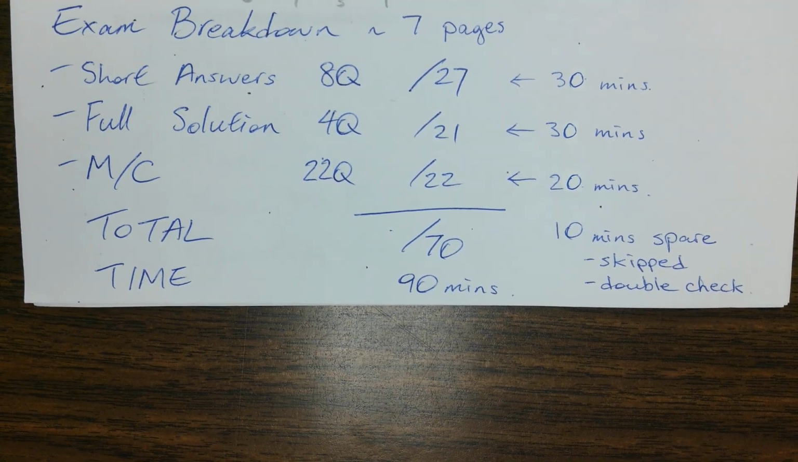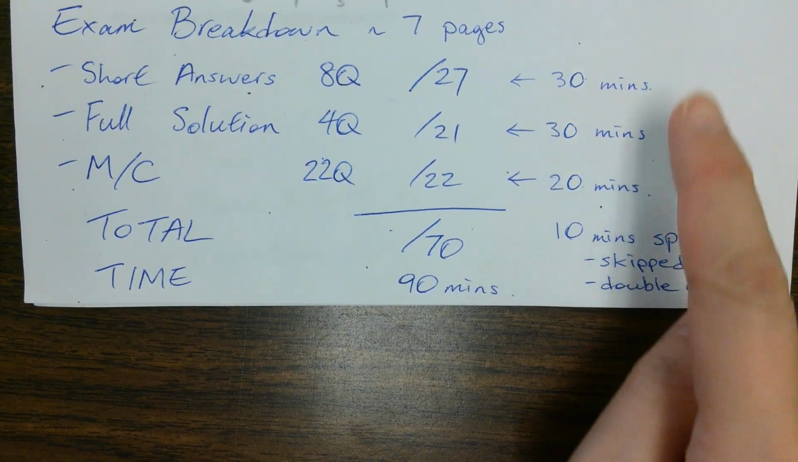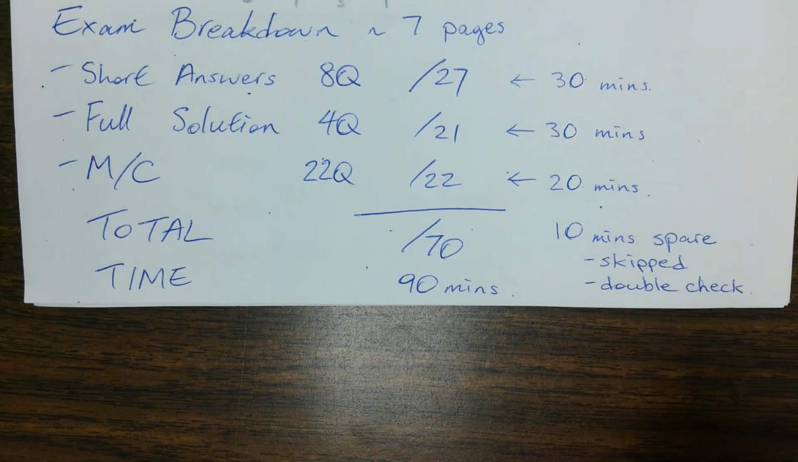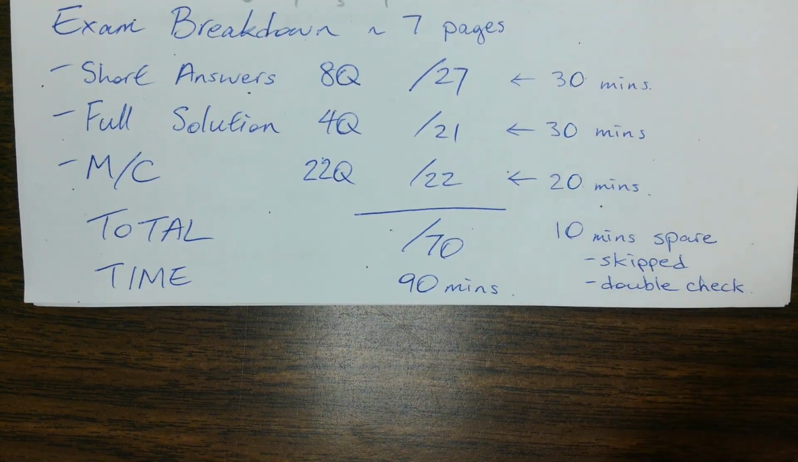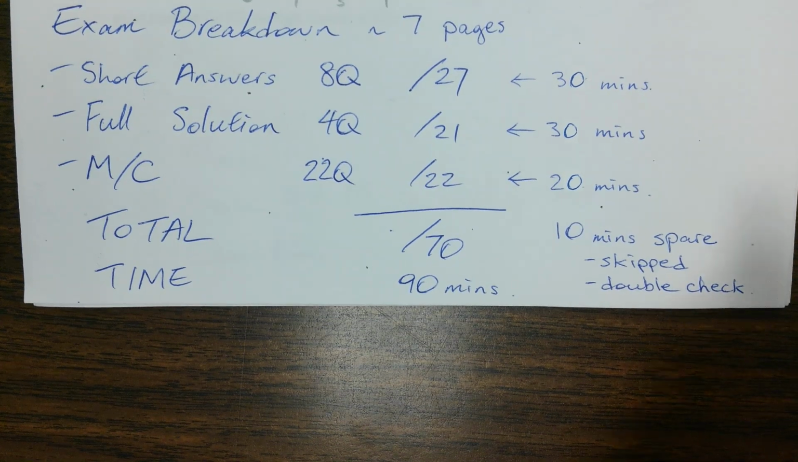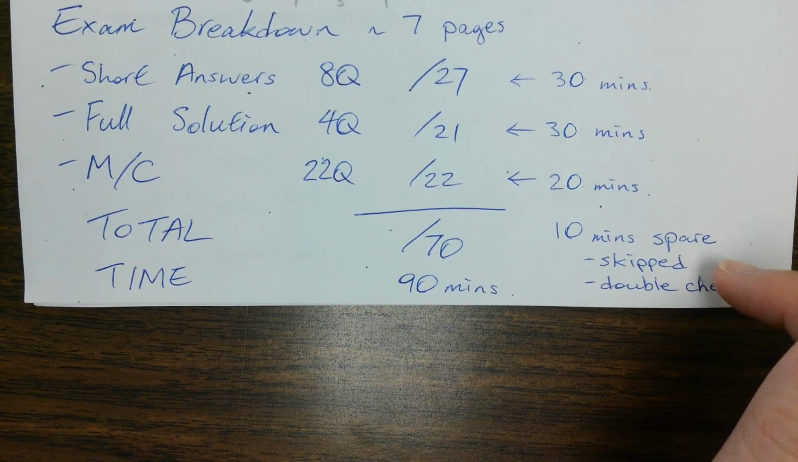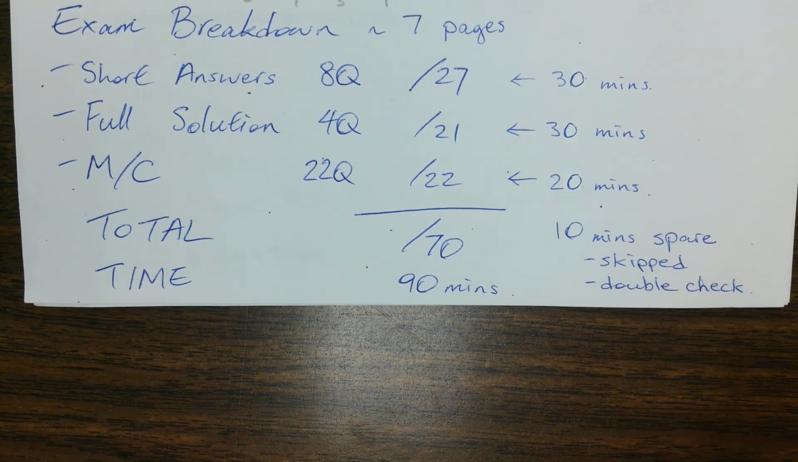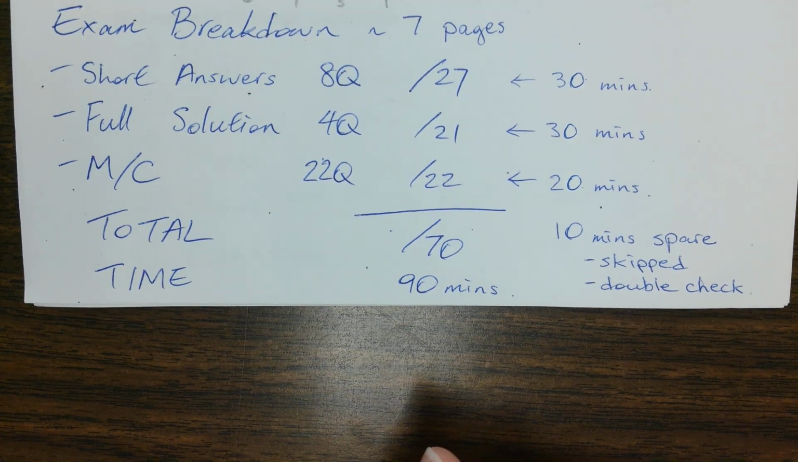Okay. And then in terms of the timing, because I want you guys to be able to finish in time, I would say spend 30 minutes on short answer, 30 minutes on full solution, and then about 20 minutes on the multiple choice. That will give you 10 minutes to spare on questions that you skip, or 10 minutes to double check. Total is 70 marks. You have 90 minutes in total to do the whole test.